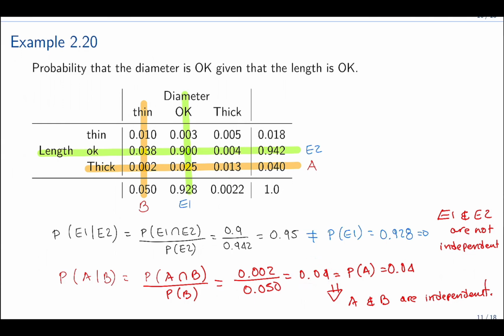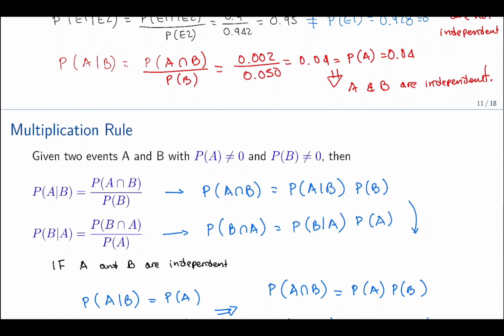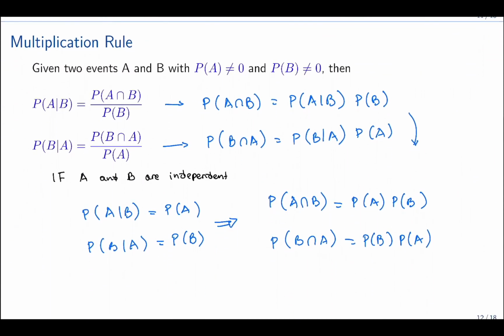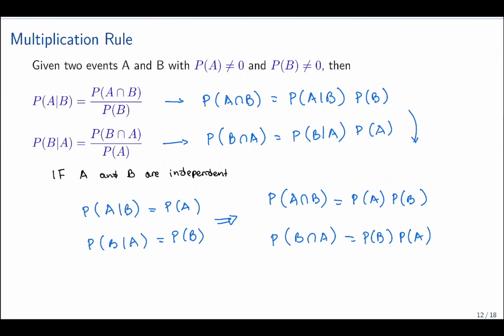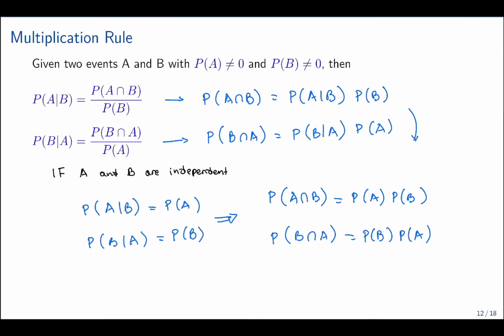And if they are independent, this probability is equal to the probability of A. So what is the probability of A? It is 0.040, and these two numbers are the same, therefore event A and event B are independent. Now there is an interesting rule, and it's the multiplication rule, and we have been using it before.